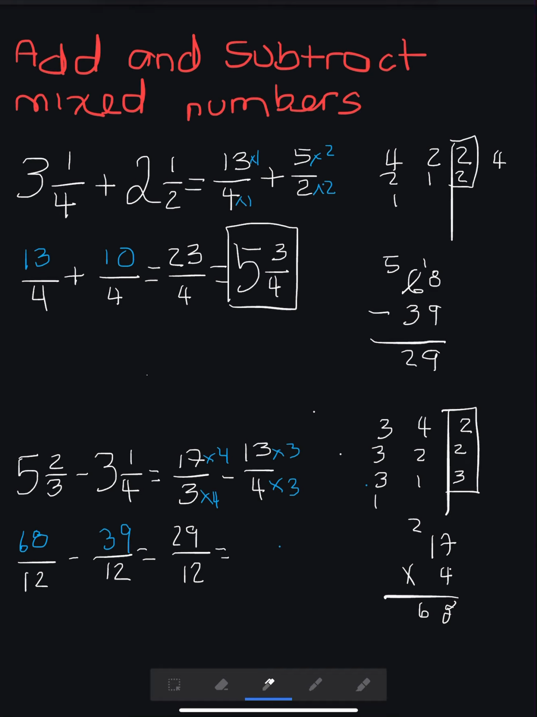How many times does 12 fit in 29? Twice, because 12 times 2 is 24, right? And from 24 to 29, we have 5 left, and the denominator is the same. And as I already told you, check again. 5 and 12. Can I simplify 5 and 12? No, 5 is only divisible by 1 and 5. 12 is divisible by 1, 2, 3, 4, 6, and 12. So they don't have common factors. That means that this is your final answer.